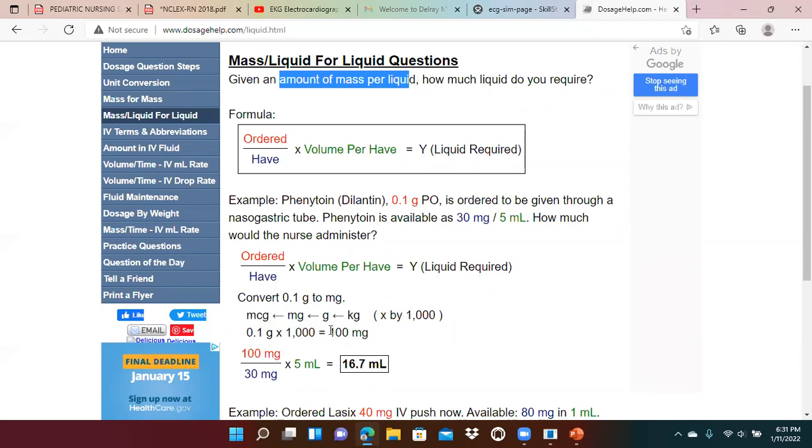So the doctor orders 100 milligram of phenytoin, medication in hand is 30 milligram, and it is liquid. So multiply by volume per hand, which is 5. We are allowed to use the calculator during the exam, so we can use it. So 100 times 5 divided by 30 should be 16.7 milliliter. This is how much the nurse would administer.